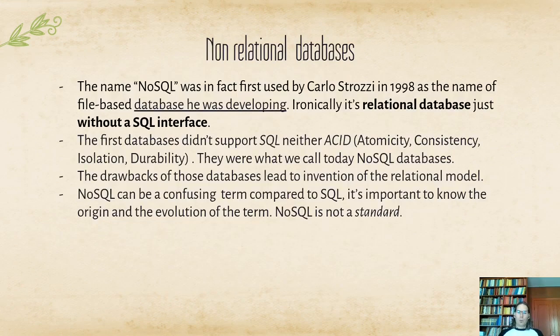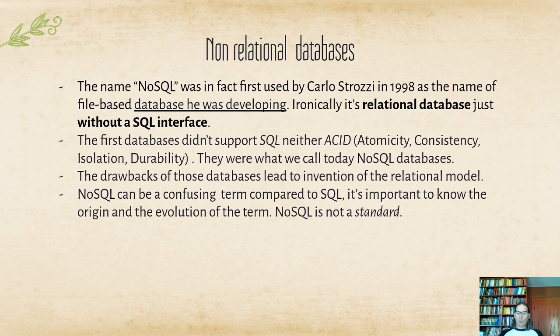The name NoSQL was in fact used by Carlos Strozzi in 1998 as the name of the file-based database that he was developing. Ironically, it's a relational database, just without a SQL interface. The first databases didn't support SQL, neither ACID properties. They were what we call today NoSQL databases. The drawbacks of those databases led to the invention of the relational model.